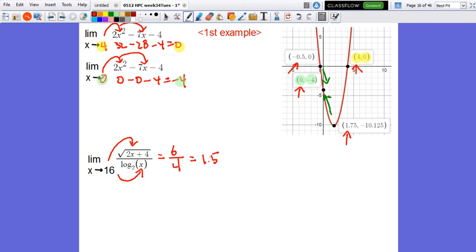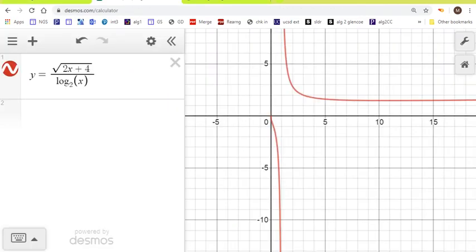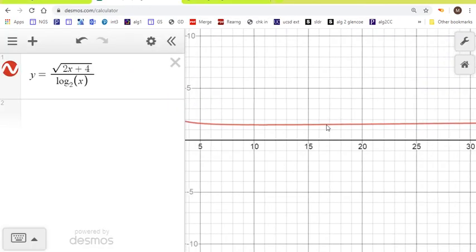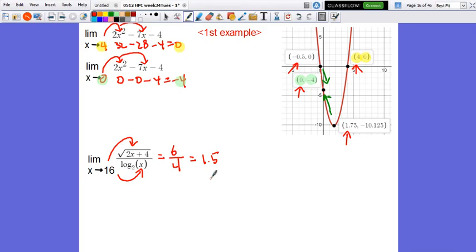And you can see in this particular example right over here, as x approaches 16 from both sides, y approaches 1.5. And that's what I got right over here.